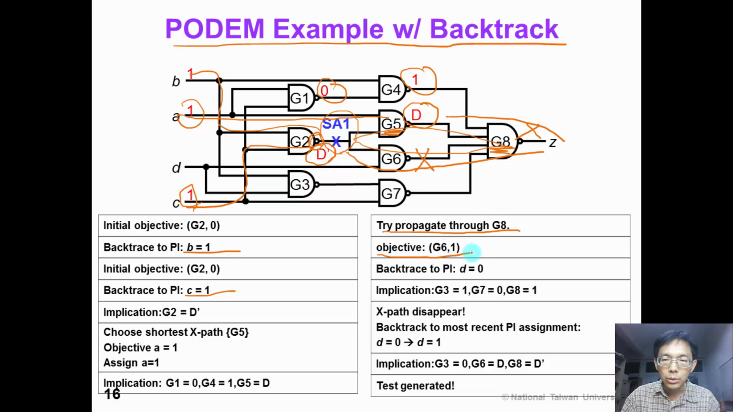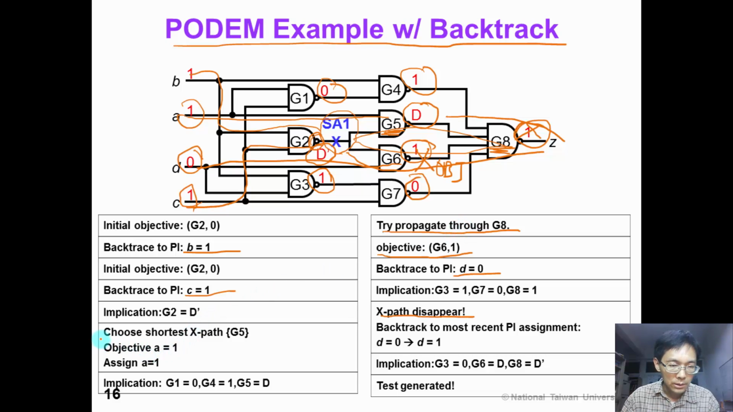To do that, we would set the objective to be G6 equal to 1. If we perform a backtrace, we will backtrace to input D. If we assign input D to 0, after the logic simulation, we have 1, 0, and 1, and 1. That means the X path has disappeared. So we made a wrong decision.